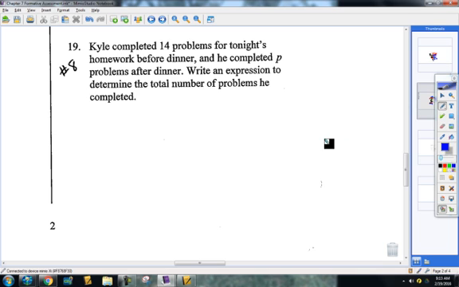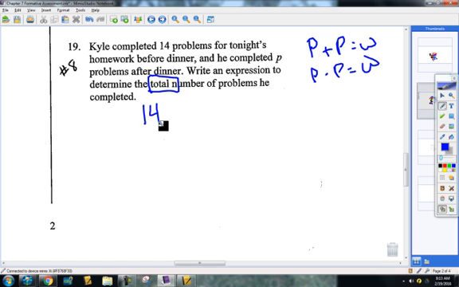Kyle completed 14 problems for tonight's homework before dinner, and then he completed the other problems after dinner. Write an expression to figure out the total. So right away, you should know if we're trying to figure out the total, then it's either going to be part plus part equals whole, or it's going to be part times part equals whole. Now, are we going to multiply the before problems and the after problems? Would that be right? No. We're going to take what he did before and add it to what he did after.